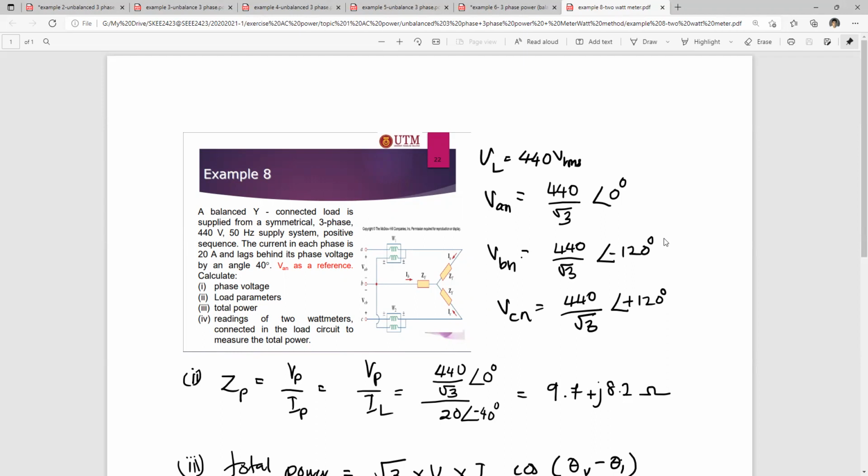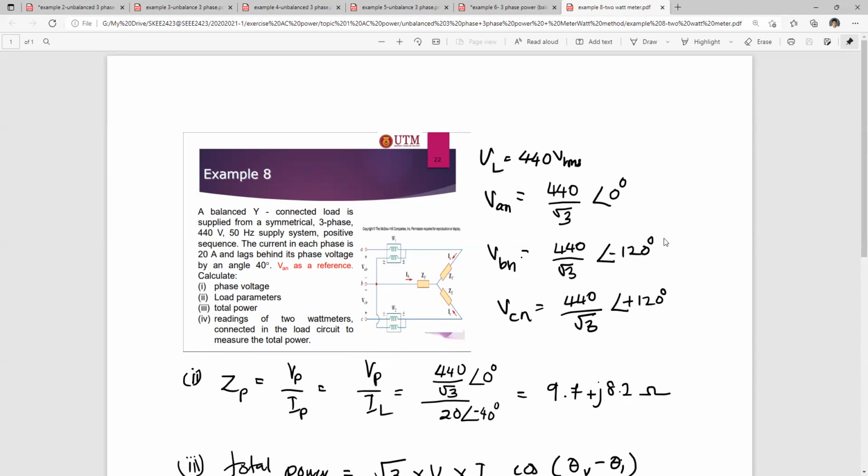Example 8. A balanced wye-connected load is supplied from a symmetrical three-phase 440 volt 50 Hertz supply system and positive sequence. The current in each phase is 20 amperes and lags behind each phase voltage by an angle of 40 degrees. Please use VAN as the reference and calculate the following.